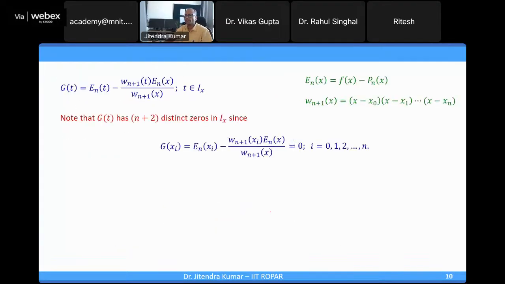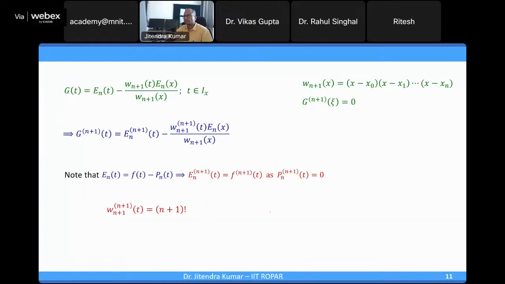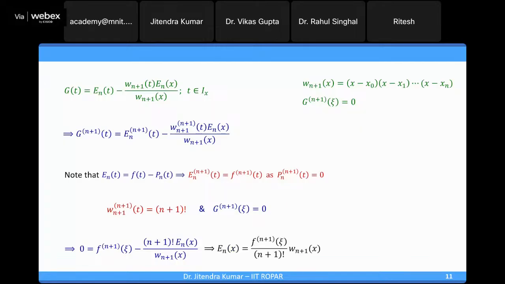So I'll just skip this. Finally, you can show that this error, so you can go through, and in case of any question, I will be happy to answer. So this error between the function and the polynomial is given here by the (n+1)th derivative of f calculated at some xi, which is somewhere in the domain of these points we are talking about, divided by (n+1) factorial, and then you have this w_{n+1}, which is just the polynomial listed above.